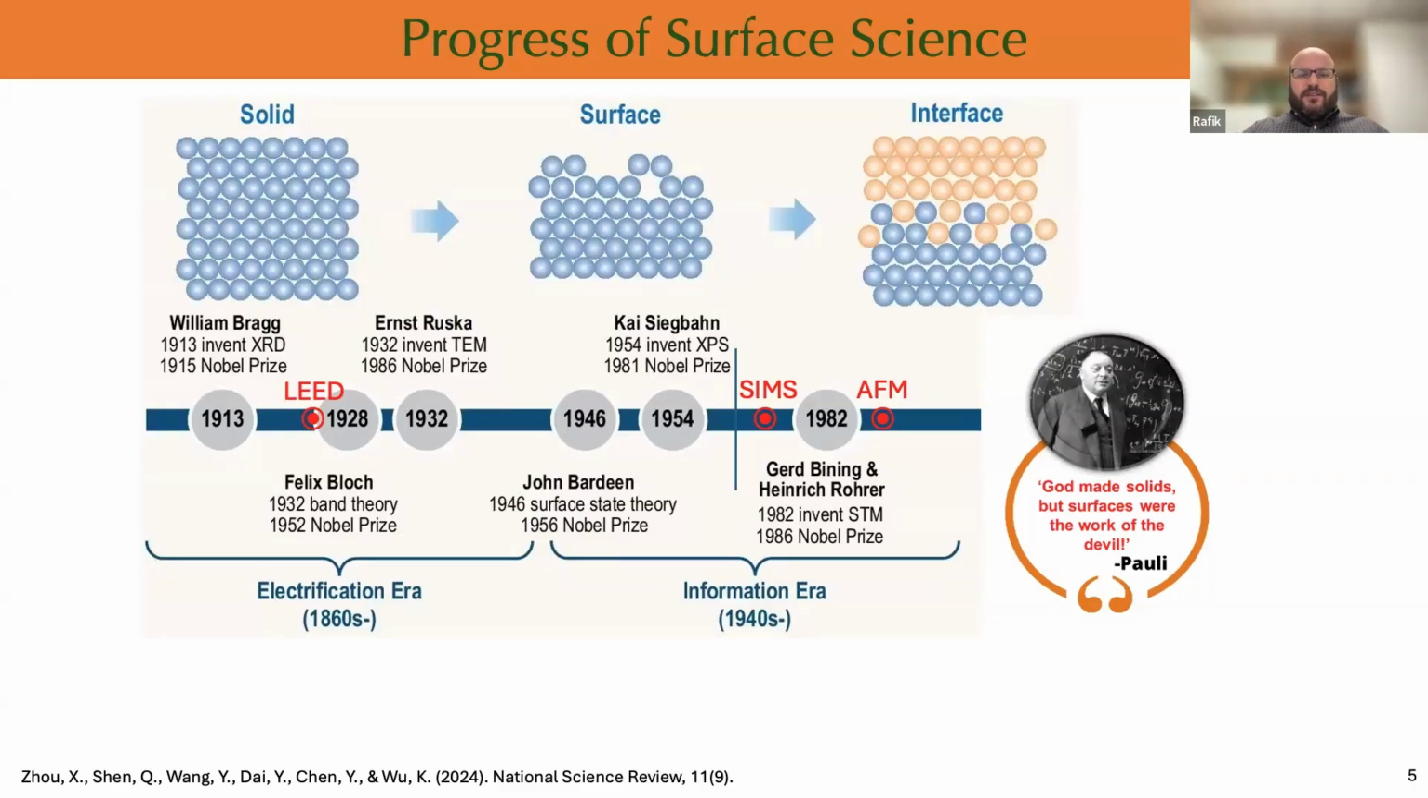Then SIMS in 1982 for chemical analysis, as well as STM and AFM in the early 80s. These tools marked the transition into the information era, from where surfaces and interfaces became central to technology. And one of the techniques that I will present today is scanning tunneling microscopy, developed by Binnig and Rohrer, who invented it in Switzerland. This technique enables direct visualization of atoms, earning them the Nobel Prize.